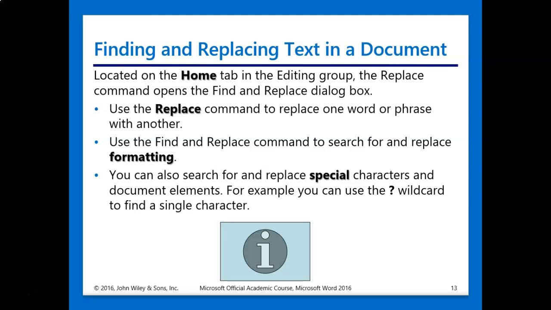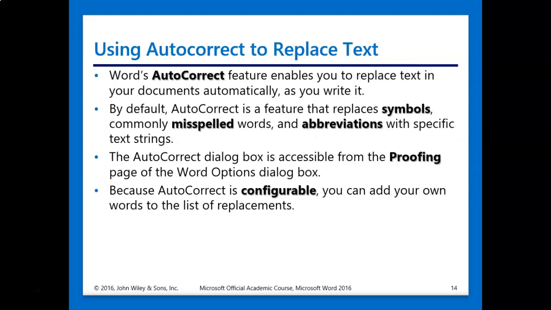So if you want to change the formatting, you can do that as well. For instance, if you want your titles to be a certain way, then you would just use the formatting. You can underline, you can make the bold the same font all at one time. You can also search for and replace special characters in document elements. For example, you can use the question mark, which is called a wildcard, to find a single character.